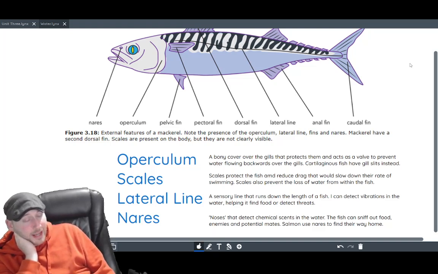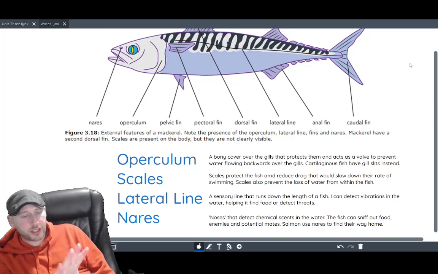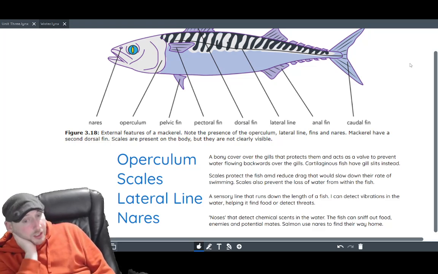Next up, we've got the scales. So scales protect the fish. Again, it's like our skin. We've got skin to protect our internal organs. Fish have scales. Makes sense. But the way that the scales work, they're also perfectly suited to being a fish, as you would imagine. They reduce drag.